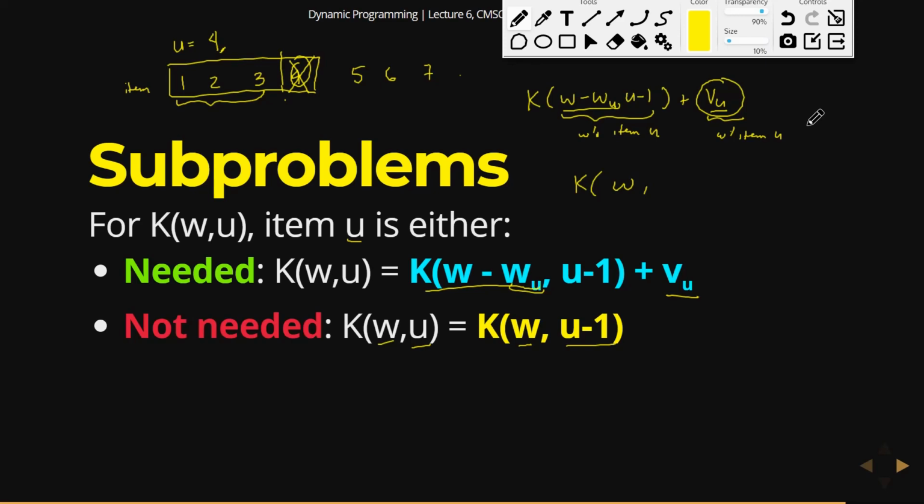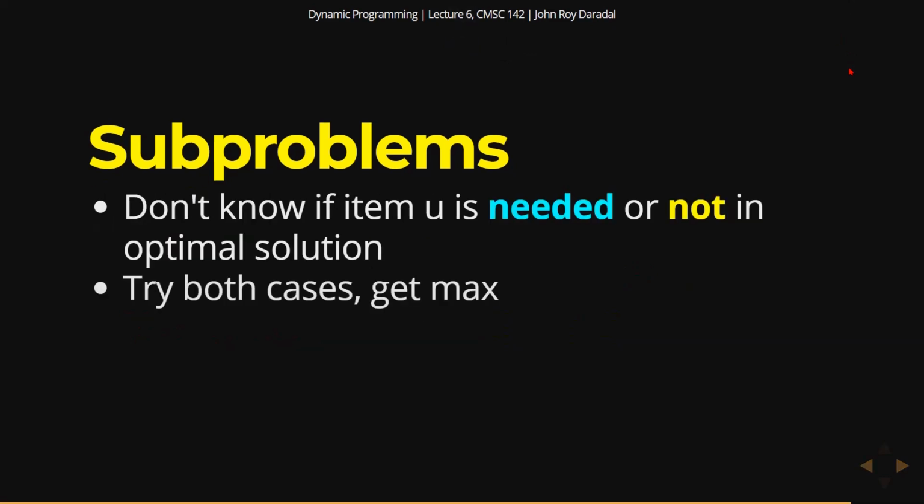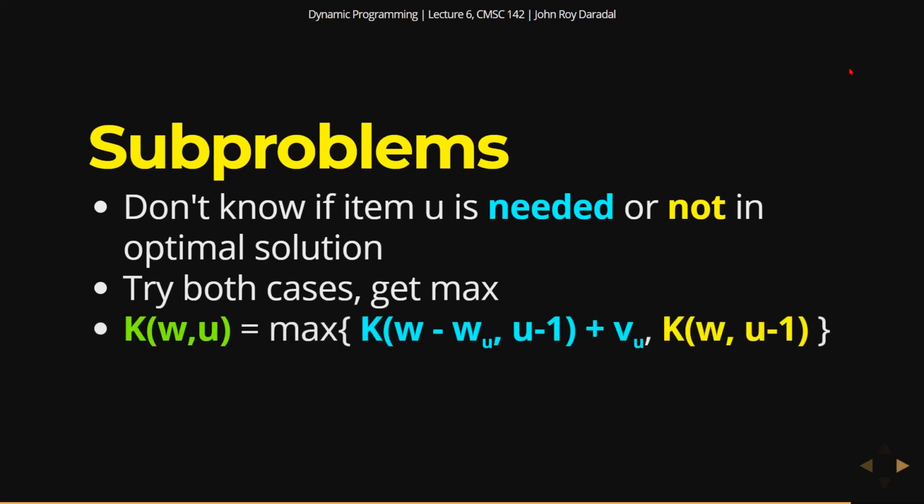So those are the two possibilities. You either need item u or not. And since we don't know whether we need it or not, then we will try both cases and we'll get whichever gives us the maximum value. Okay? So, for item u at capacity w, we'll get the maximum of these two values. So, either K of w minus weight of u, considering up to u minus 1, plus the item value, or we could just get the same capacity without item u, so up to u minus 1, and then we'll get whichever is maximum.